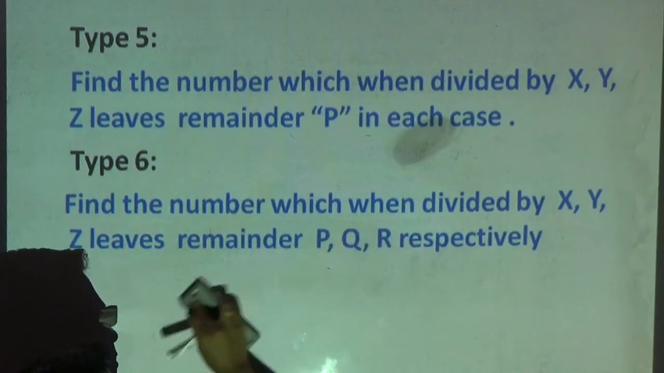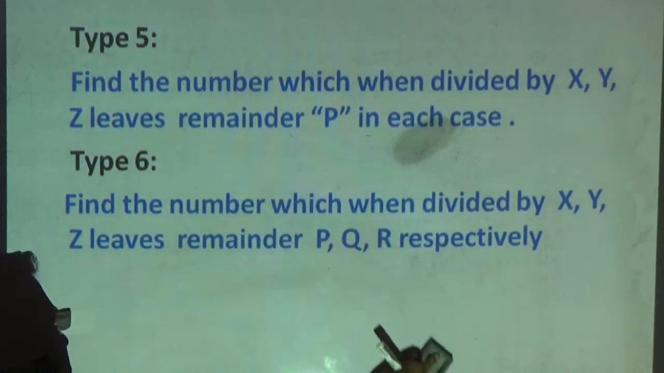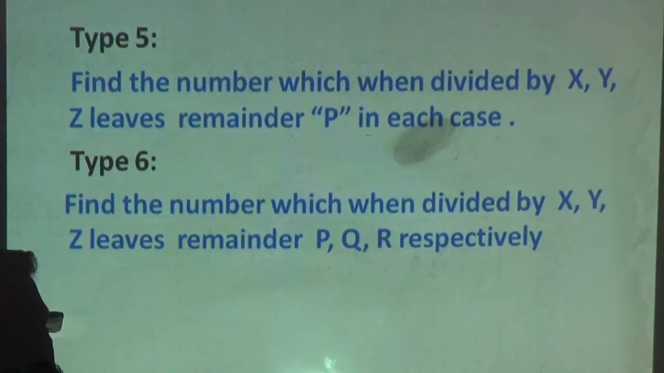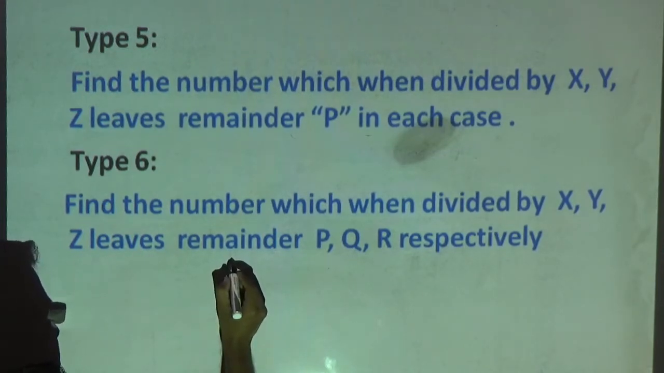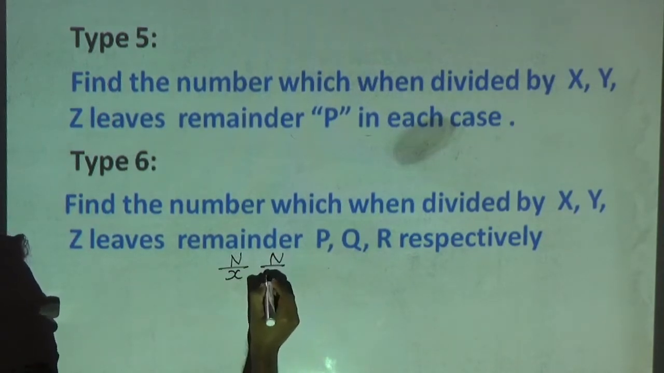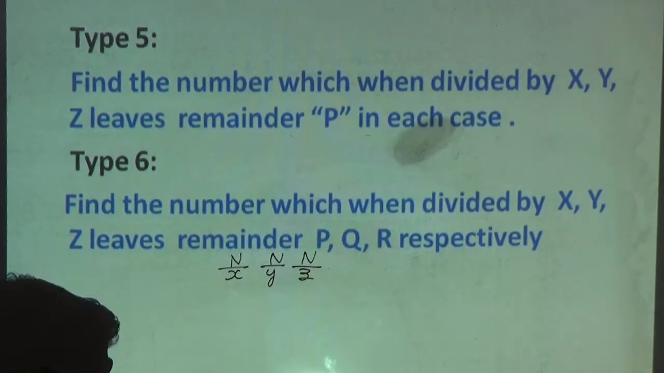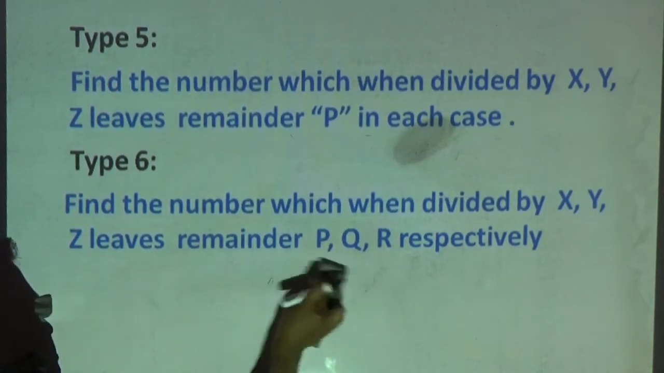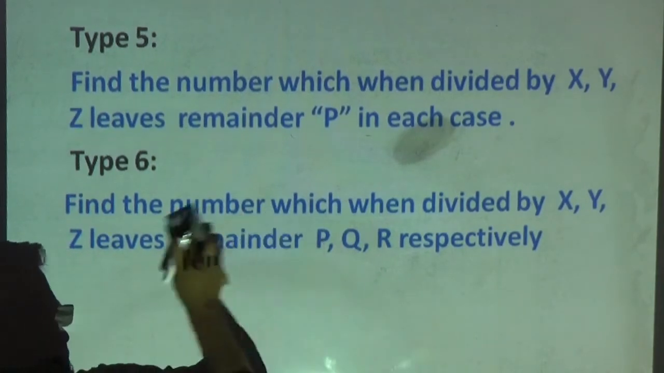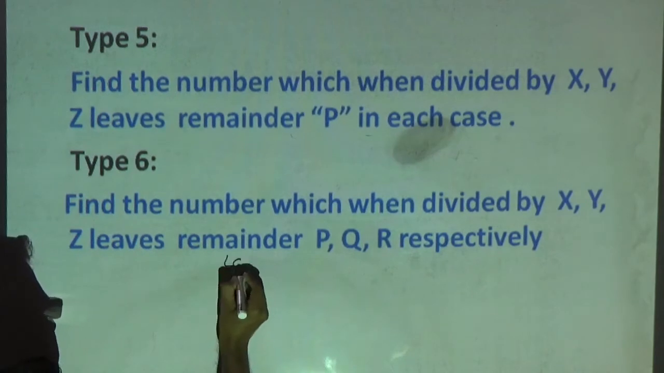Okay. The next type. Find the number which when divided by x, y, z leaves remainders p, q, r respectively. Now I am dividing the number by x, by y, by z. The number I want is in the numerator. That means I am going to find out LCM. See, this is how you can avoid confusion to check whether I have to find out HCF or LCM. Okay, I need to find out LCM.